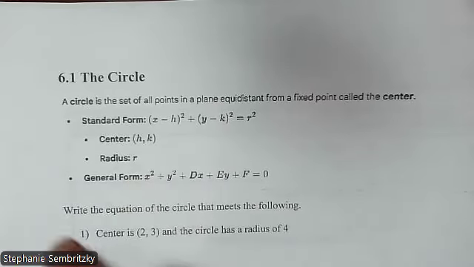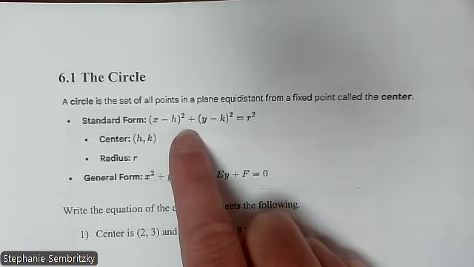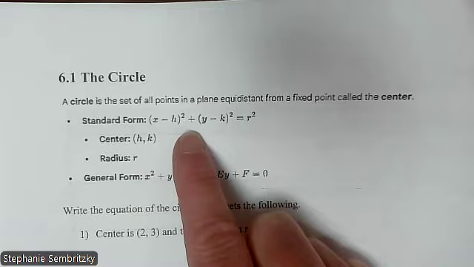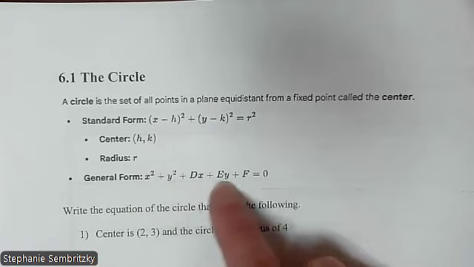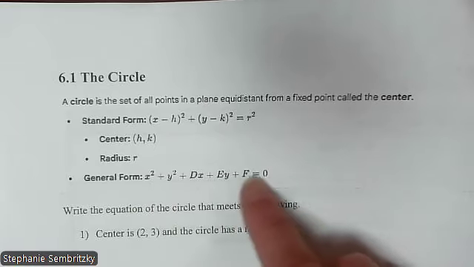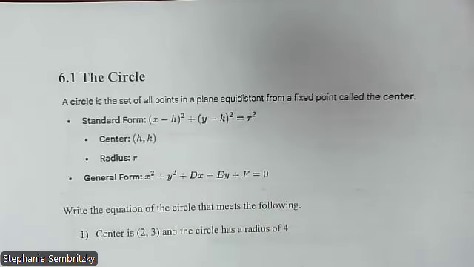Now we are going to learn how to find things from that standard form. Sorry about the bell. And then we're also going to look at general form, which means everything has been multiplied out, and look at how to write the equation from that.